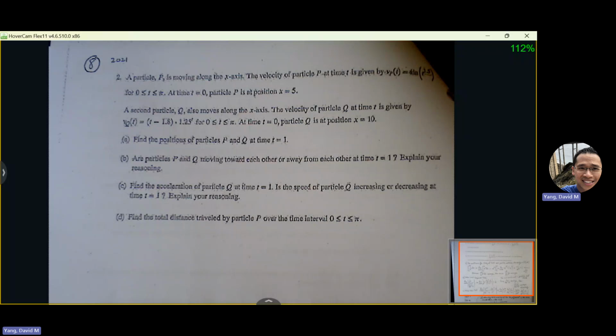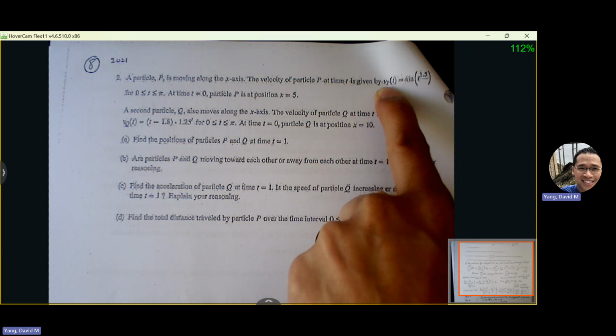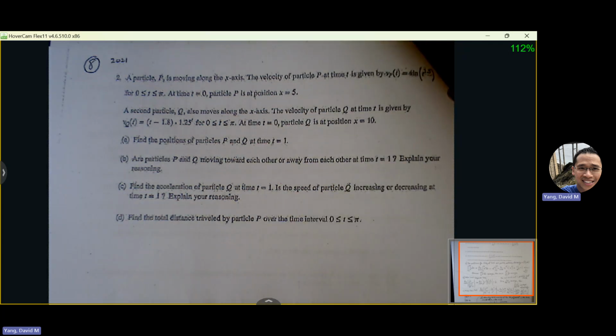Okay, so let's look at page 8 here, number 2. A particle P is moving along the x-axis. The velocity is given by v of t. Now you see this subscript P, that's just to indicate that they're talking about the velocity for particle P. So don't think about, wait, what is that P doing there? Later on, they're going to tell you another velocity of another particle. And the way they differentiate between the 2 different velocities of 2 different particles is they use the subscript P and subscript Q to tell you which particle they're referring to.